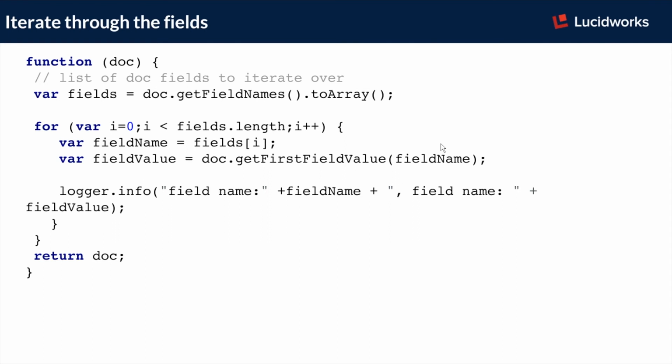Sometimes you want to look through a set of fields. Here we get the field names, so you see where I say .getFieldNames. Then iterate through them, then get the values. This function, as I've written it here, is sort of useless in itself. Presumably we do more than log, but you get the idea.